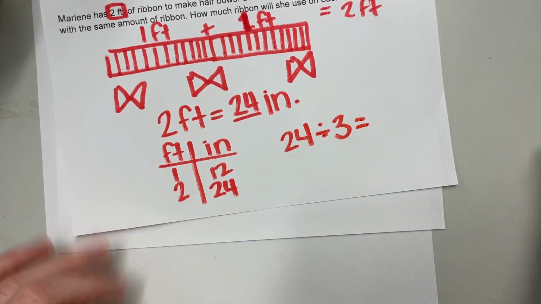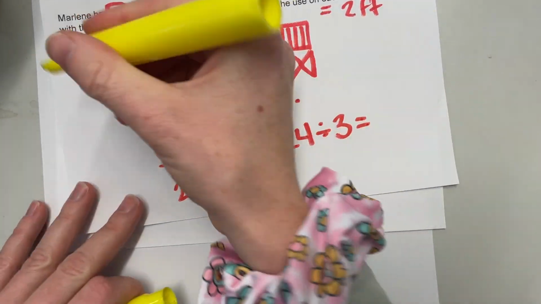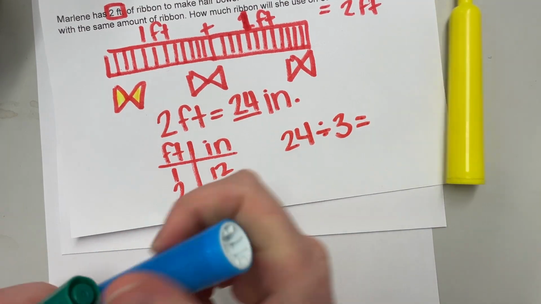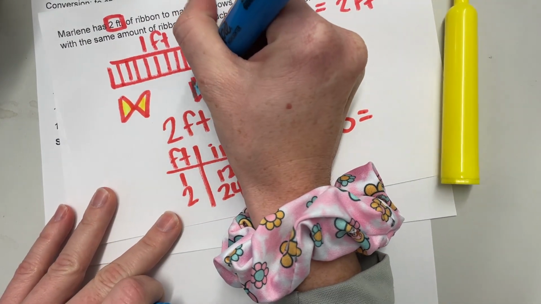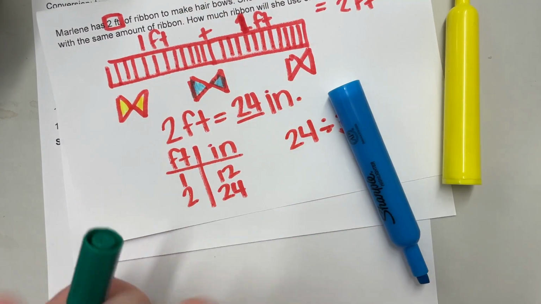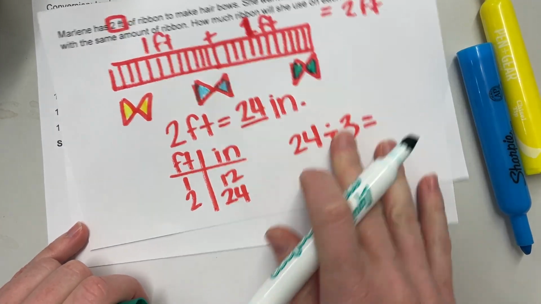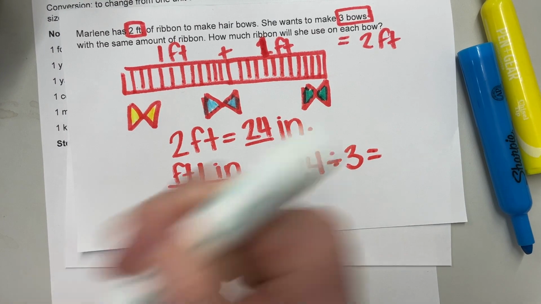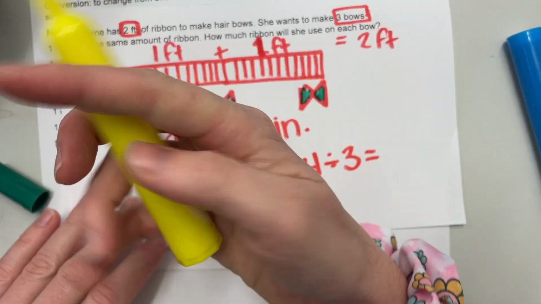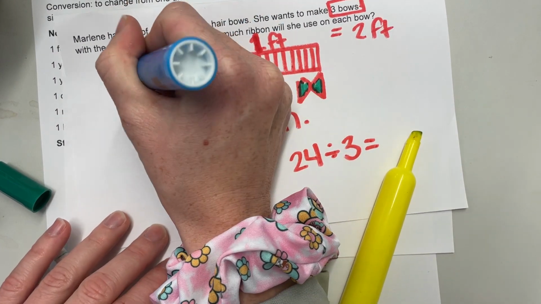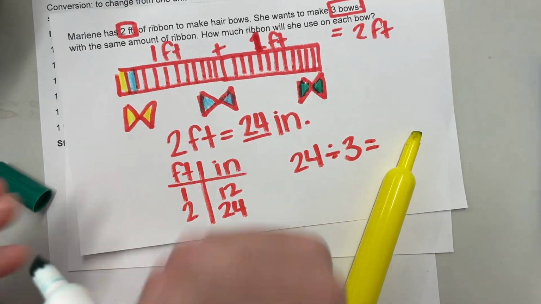I know that off the top of my head, but if you don't, I'm gonna identify each of these bows as a different color, and then I'm going to portion out how much each one gets. So the yellow one's gonna go first. They get this one, and then the blue gets the next one, and then the green.